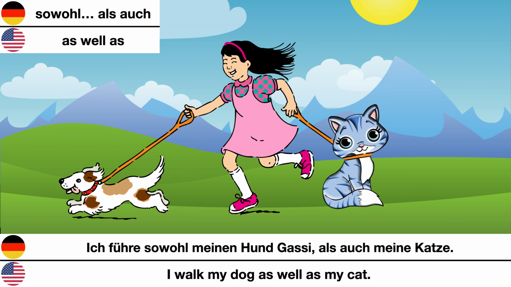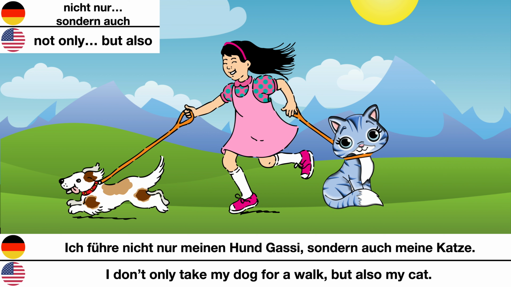Ich führe sowohl meinen Hund Gassi als auch meine Katze. I walk my dog as well as my cat. Both parts are equal, and it's not surprising that either of them are being brought on the walk. If you switch the dog and the cat, nothing meaning-wise changes.